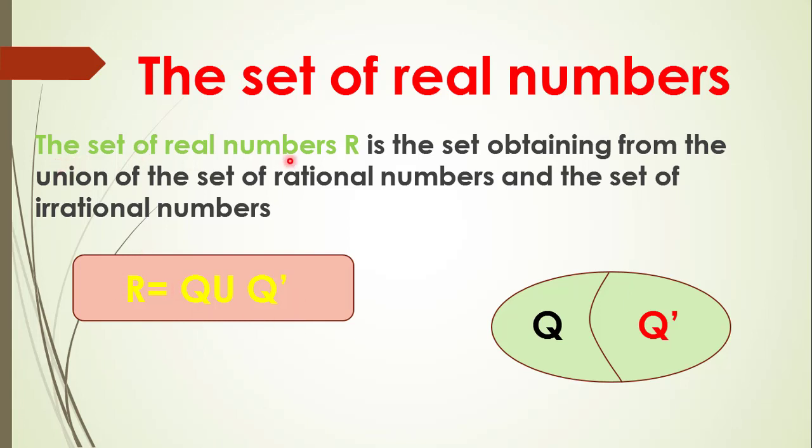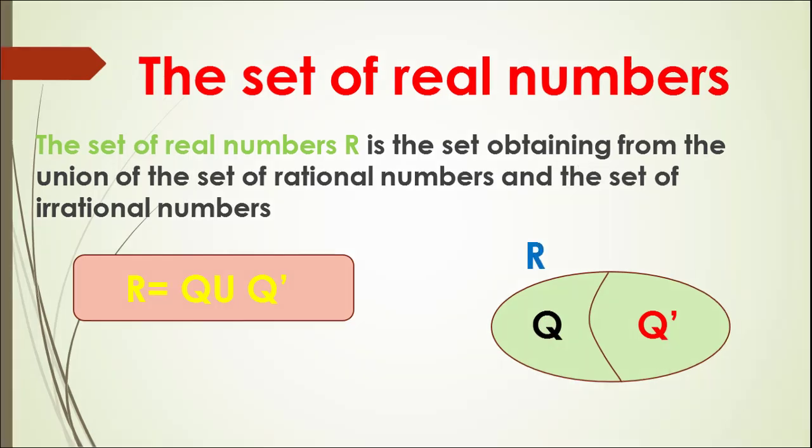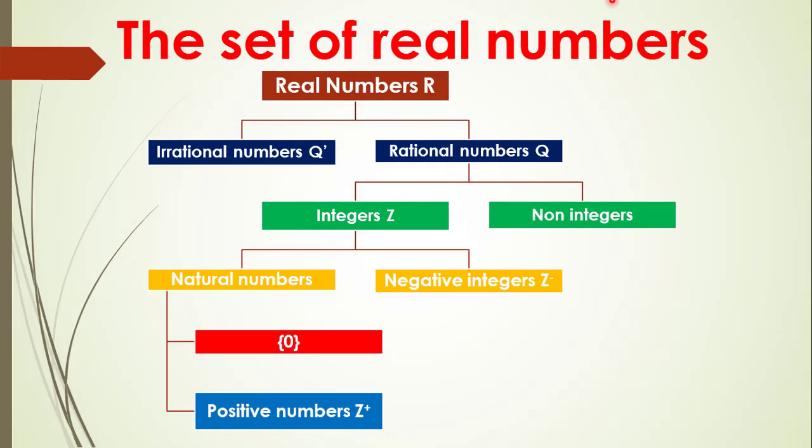So, the set of real numbers, which we denote by R, is the set obtained from the union of the two sets, rational numbers and irrational numbers. So R equals Q union Q dash. The rational numbers and the irrational numbers together give the real numbers. So the real numbers is the greatest set of numbers we studied until now. The real numbers consist of rational and irrational numbers.